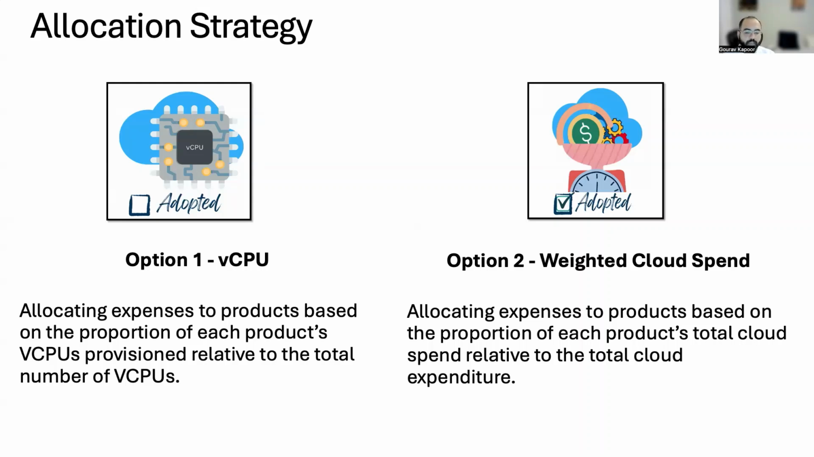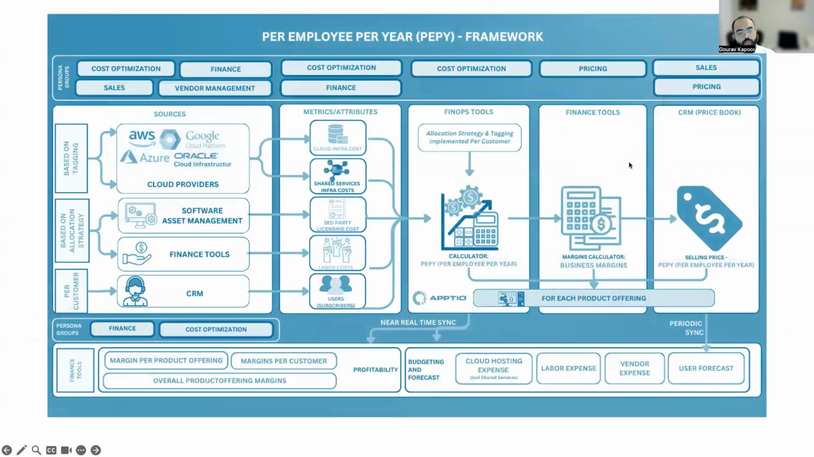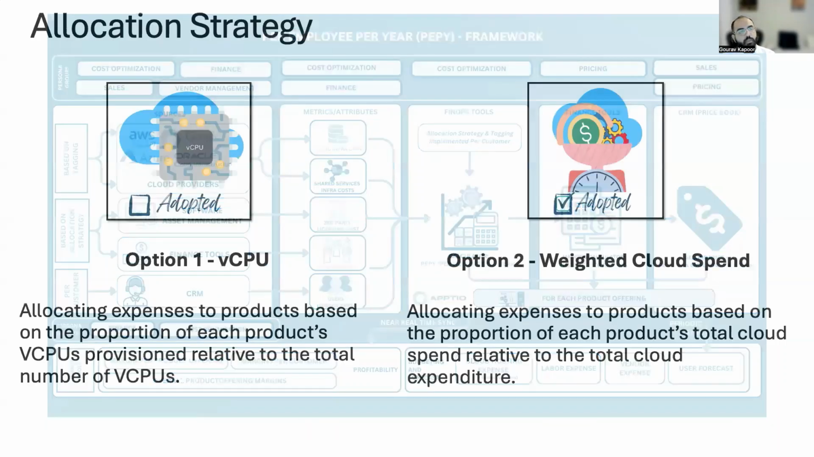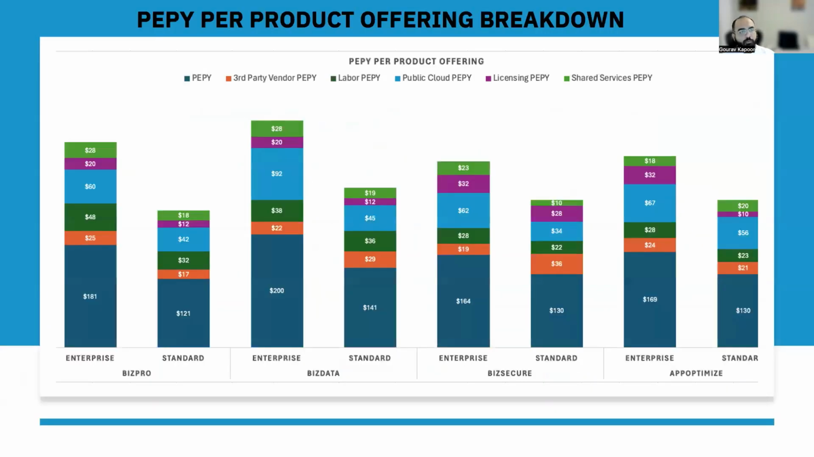Again, as I said, this applies back to this diagram here, where you would have to have some sort of an engine where you can apply these allocation strategies, whatever that engine works best for you, and come up with the cost for each product offering that will work best in this scenario. All right, we're going to look at some sample reports here.